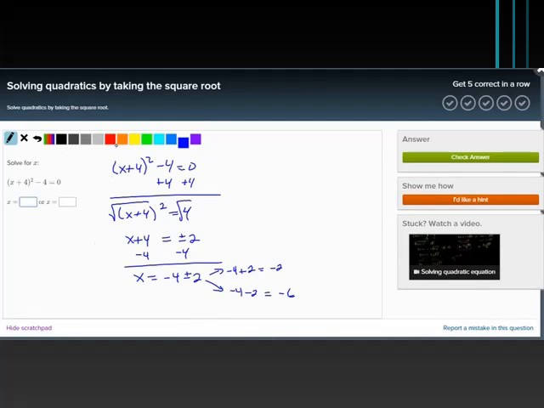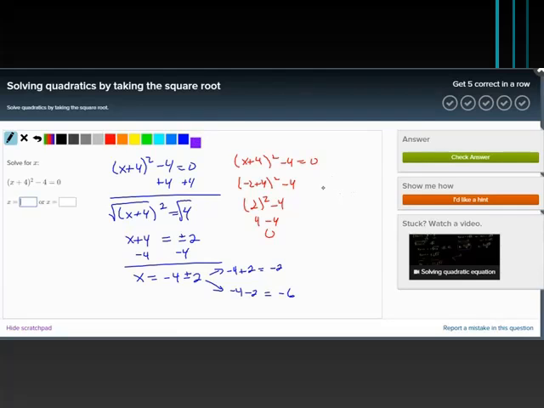Now, I want to verify those are correct, so I'm going to check them. Again, take the check by plugging the number into the original problem. My original problem was (x + 4)² − 4 = 0. So (−2 + 4)² − 4. Negative 2 plus 4 is 2. 2 squared minus 4. 2 squared is 4. Minus 4 is 0. That one does work.